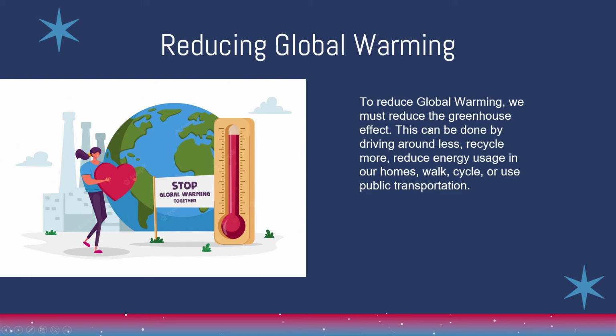We can do this by driving around less, recycling more, reducing energy usage in our homes, and walking, cycling, or using public transportation more. By following these few steps, we are able to reduce greenhouse gas emissions and successfully reduce the greenhouse effect and help reduce global warming together, step by step.